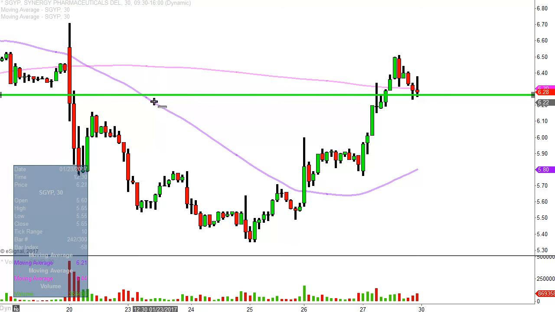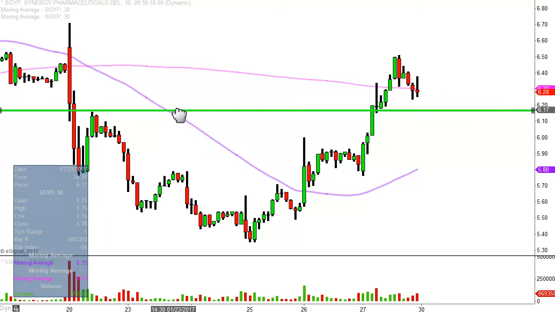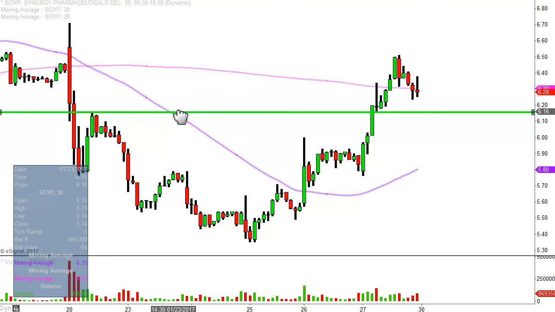The ideal level of support, meaning, hey Clay, what would make this chart look the absolute strongest going forward? If the price can hold up above $6.15, that would definitely make the chart look the healthiest going forward. But by no means am I saying that if the price falls below it, that everything's ruined or anything like that. Not saying that at all. That would just be, again, that ideal situation.